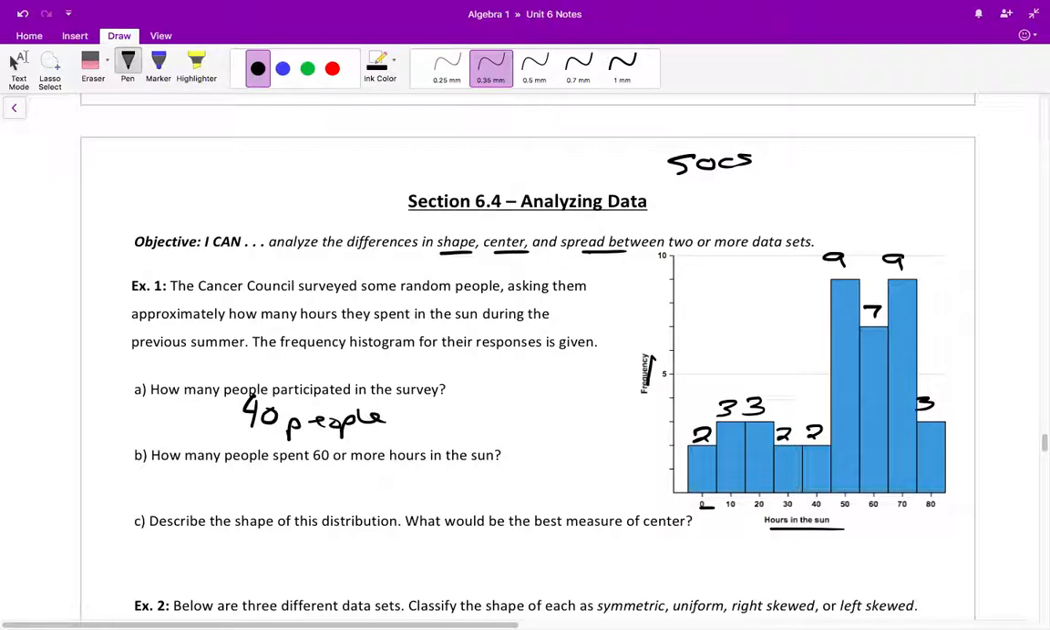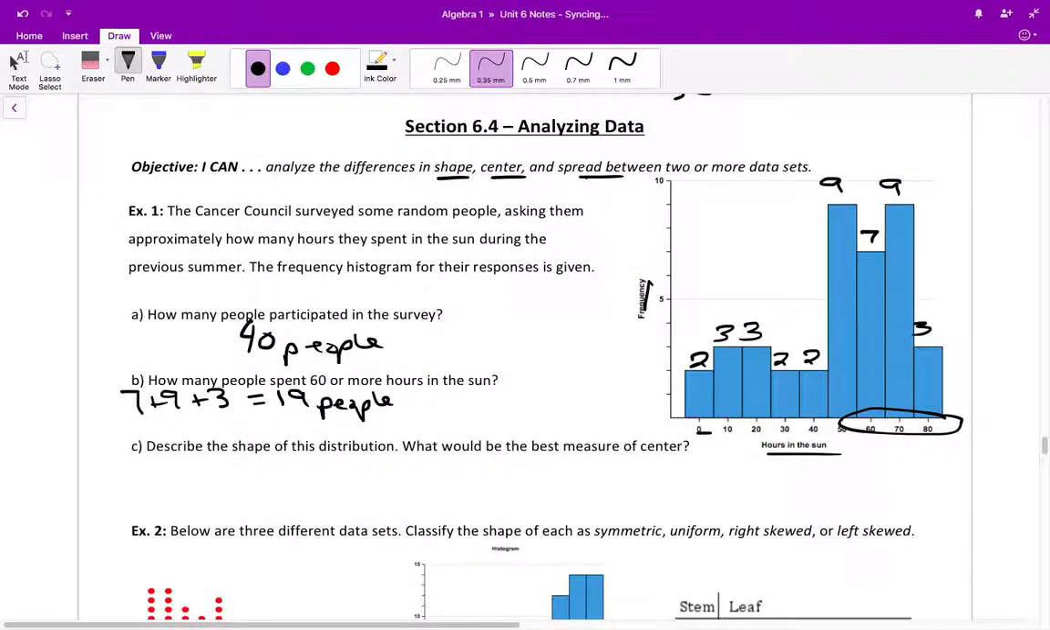Now, for B, it says how many people spent 60 or more hours in the sun. So 60 or more would be looking at these three right here. You would add up just those three frequencies: 7 plus 9 plus 3, which ends up being a total of 19 people who spent 60 or more hours in the sun during the summer. It's a lot of time.